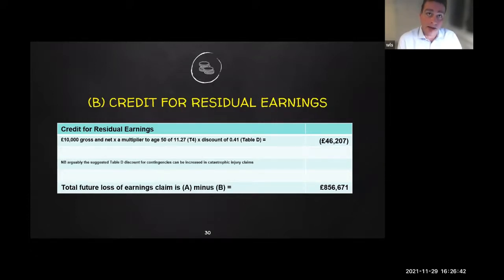And either you can discount the chance of them working at all in the future and say it's speculative and remote and therefore give no credit, or alternatively, if there's still a reasonable chance, but it's perhaps less than the average person who might be disabled, you could argue that the catastrophic injury in this case is much more severe than the normal back or knee injury that might be being considered in other cases. Then arguably the discount for contingencies applying to residual earnings should be increased, i.e. the discount factor reduced. And that's a moot point that can be considered on a case-by-case basis.